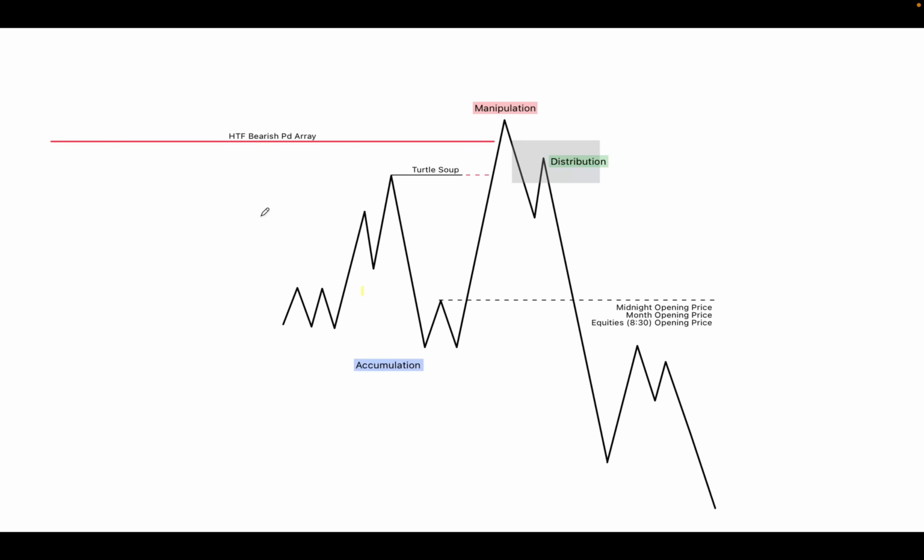Basically what I'm saying here is that accumulation happens before the midnight opening price, the month's opening price, or the equities opening price, that's 8:30 a.m. It can happen anytime. Price is fractal, right? So this illustration can happen on any time frame. That's what I'm trying to say. It can happen for a month.